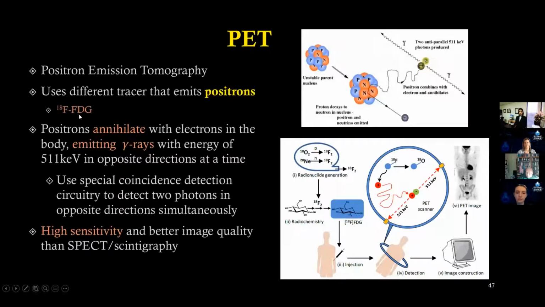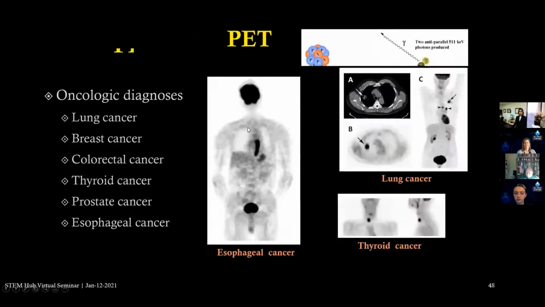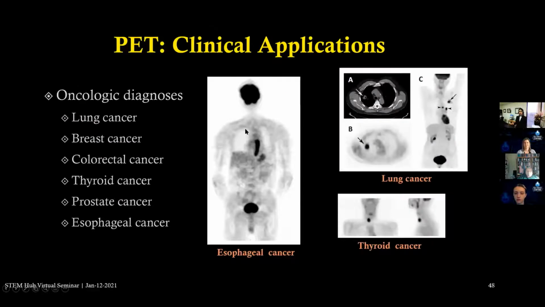F18 FDG, the fluorodeoxyglucose. So we know that in cancer, the cancer cells take a lot of glucose. So what we are doing is attaching the radioactive fluorine to a glucose molecule, and then seeing which regions are taking more of this radio tracer. That shows that there is some abnormality going on there. For example, in this case, it shows a very high activity. So this is showing that the patient had an esophageal cancer.